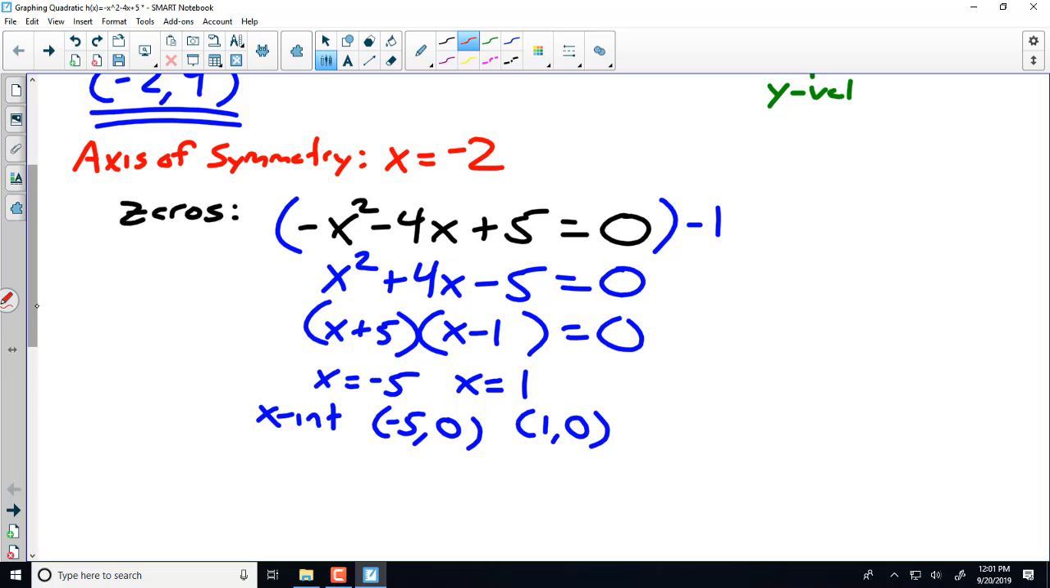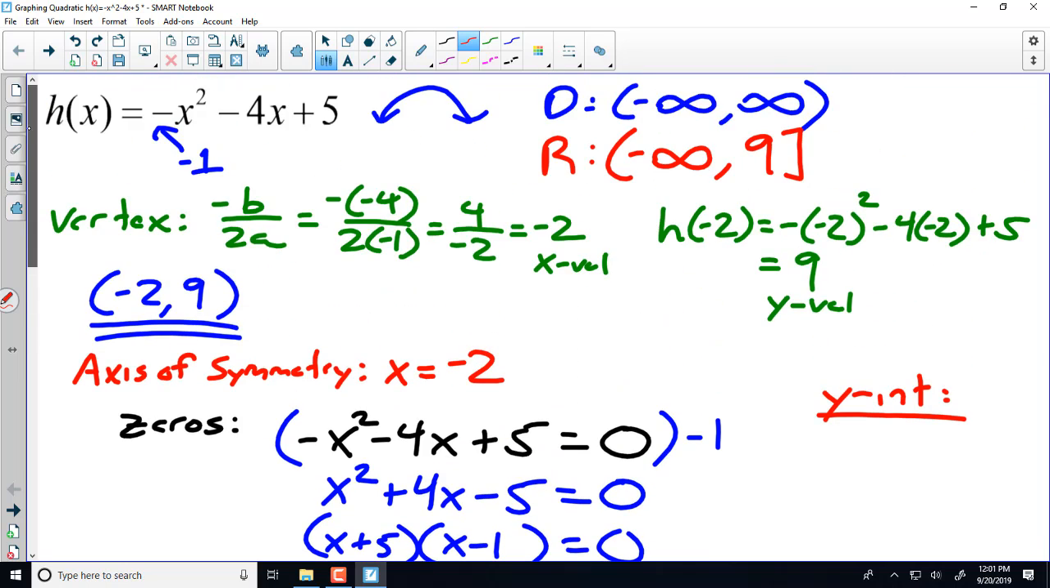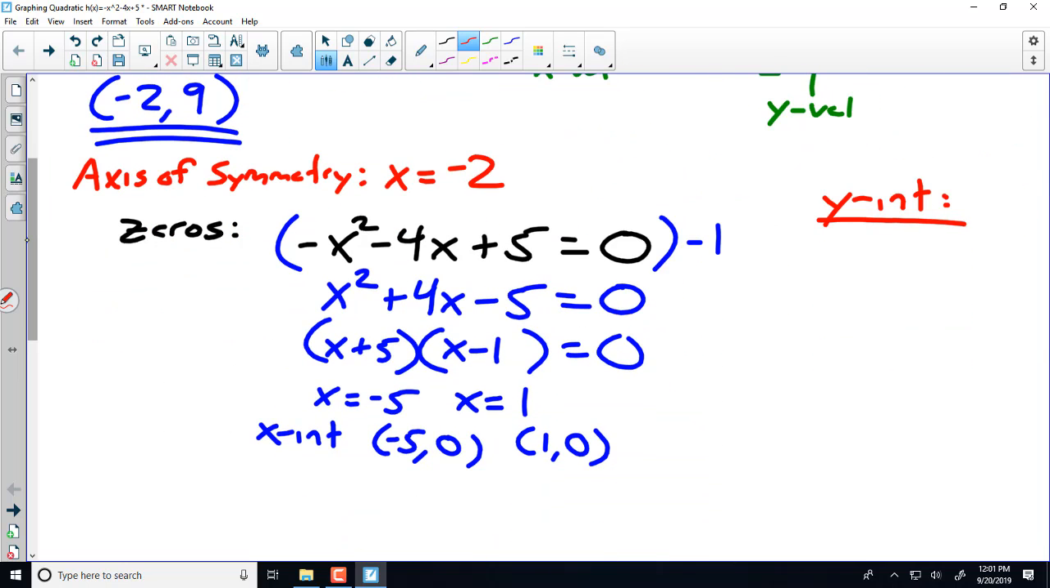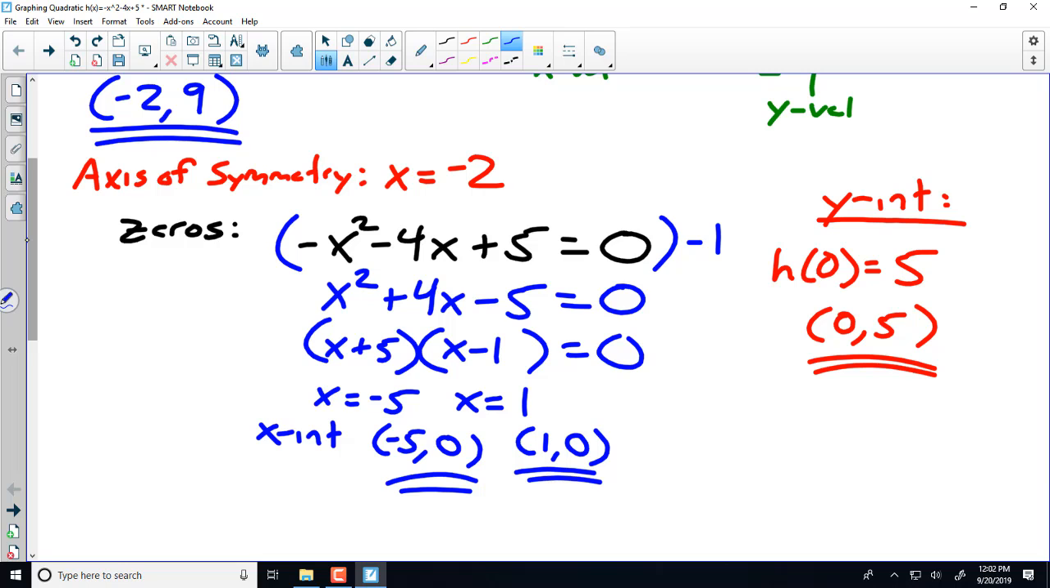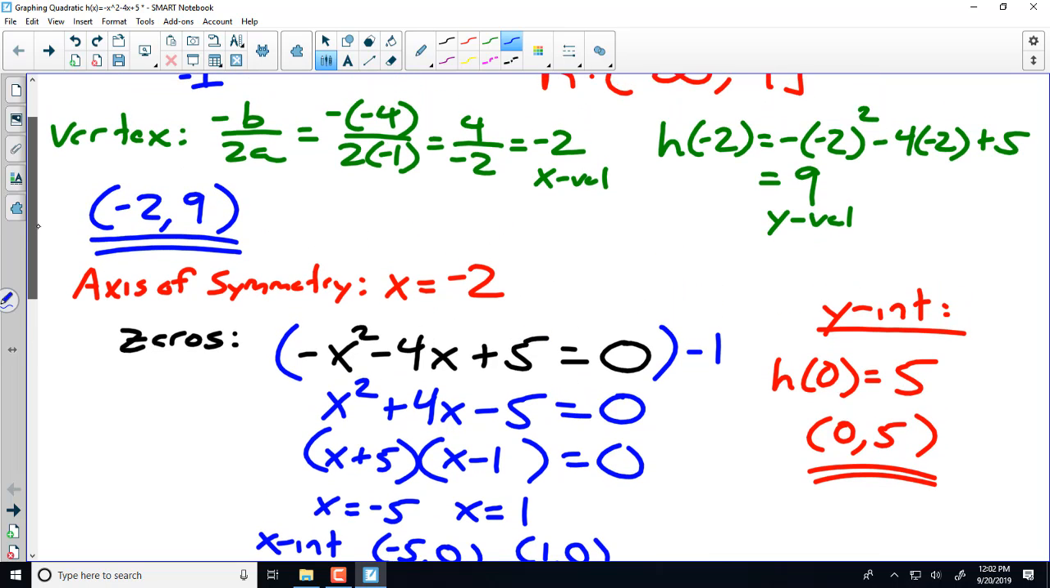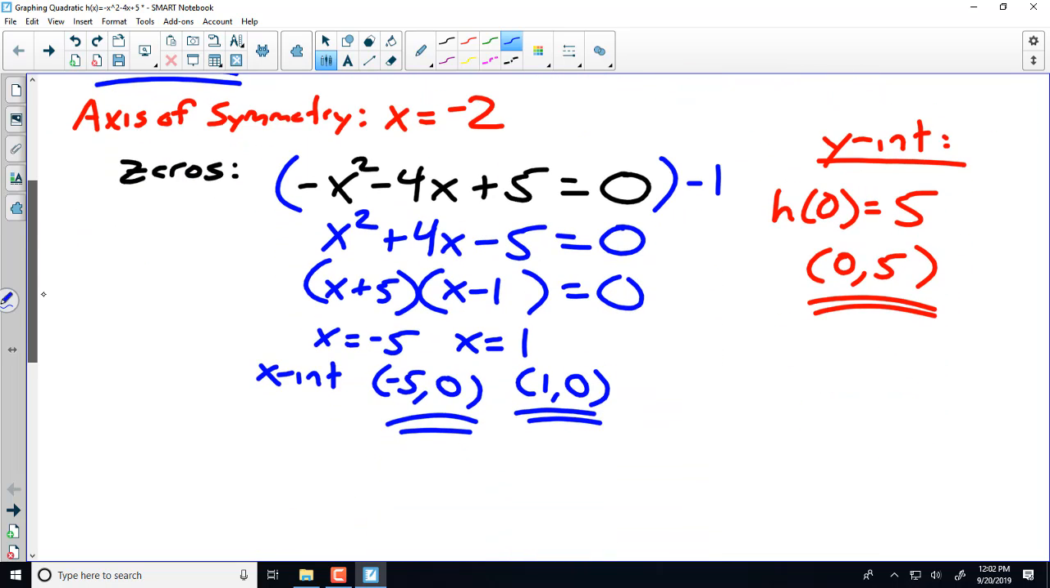Let's get the y-intercept up here. How do you find a y-intercept, everyone? You find a y-intercept by plugging a 0 into the function. So we plug a 0 into this original equation up here. So h of 0 will actually zero out everything except for the final number, which is 5. So our y-intercept is (0, 5). Okay. Now we've got our x-intercepts, our y-intercept, our vertex. We're ready to draw a graph. So let's do it.